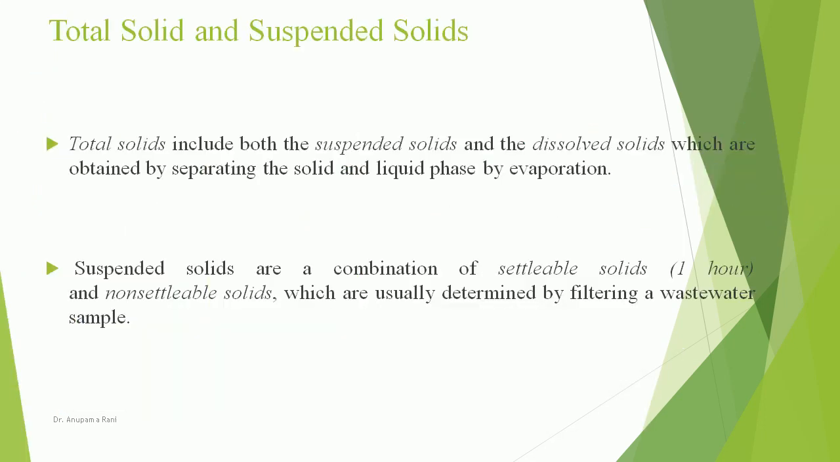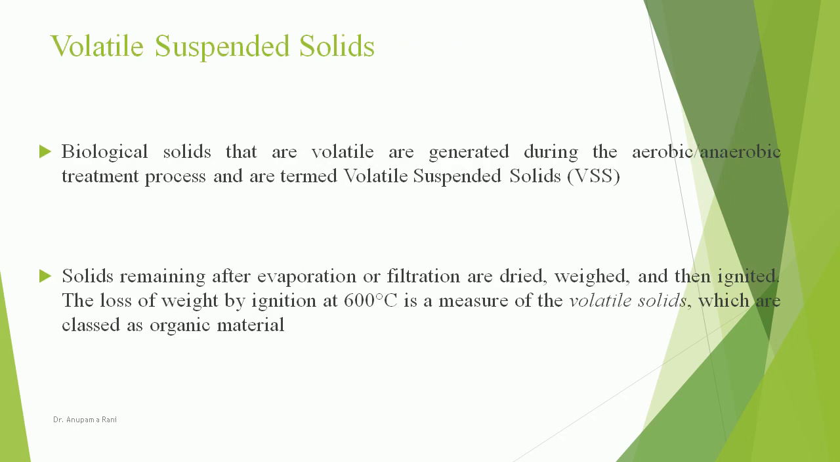Now coming to the concept of different kinds of solids present in wastewater. There are total solids and total suspended solids. Total solids include both the suspended solids and the dissolved solids, which are obtained by separating the solid and liquid phase by evaporation. Suspended solids are a combination of settleable solids and non-settleable solids, which are usually determined by filtering the wastewater sample. Next is volatile suspended solids, VSS.